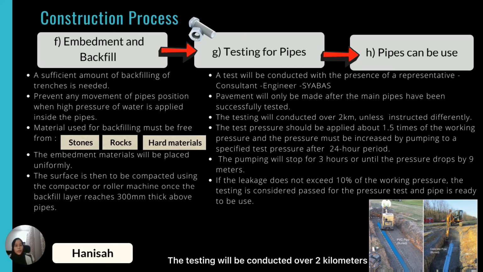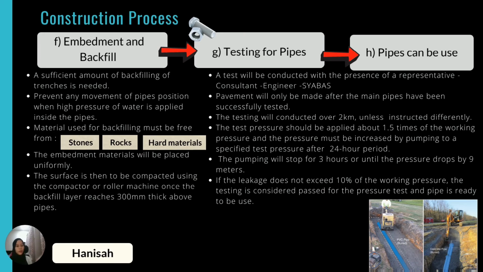The testing will be conducted over 2 kilometers unless the engineer instructs differently, and before the test begins, all valves must be tested in order to ensure that they are in working order. Thus, the consultant should determine the test pressure to be applied during the testing, where they normally use 1.5 times the working pressure, with details as shown in the drawing or instructed by ER.